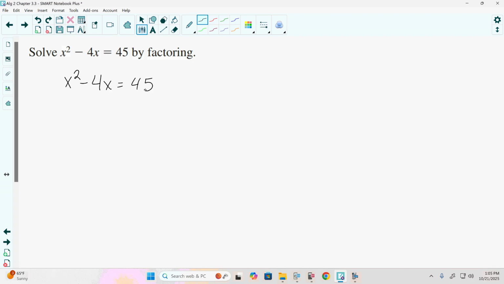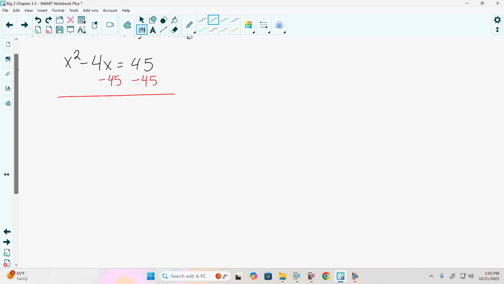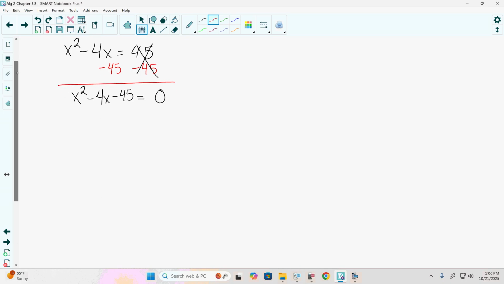For this problem, x squared minus 4x equals 45. The first thing we can do in getting this equation equal to 0 is to subtract 45 from both sides. On the right-hand side, 45 minus 45 will be 0. On the left-hand side, we're going to get x squared minus 4x minus 45.